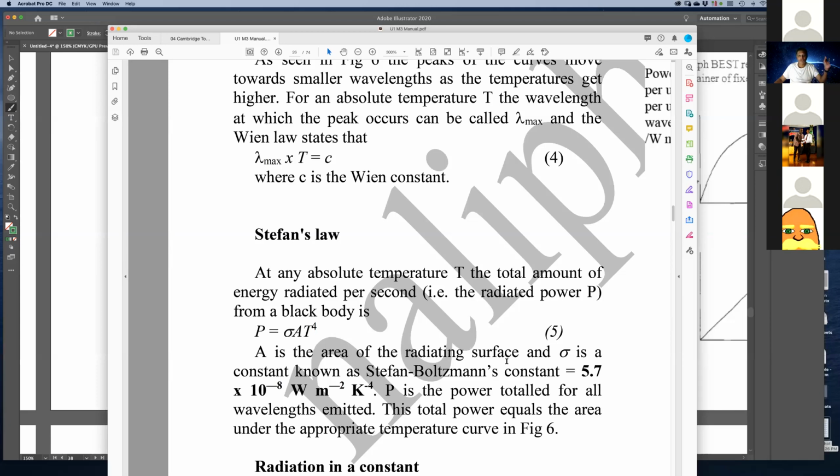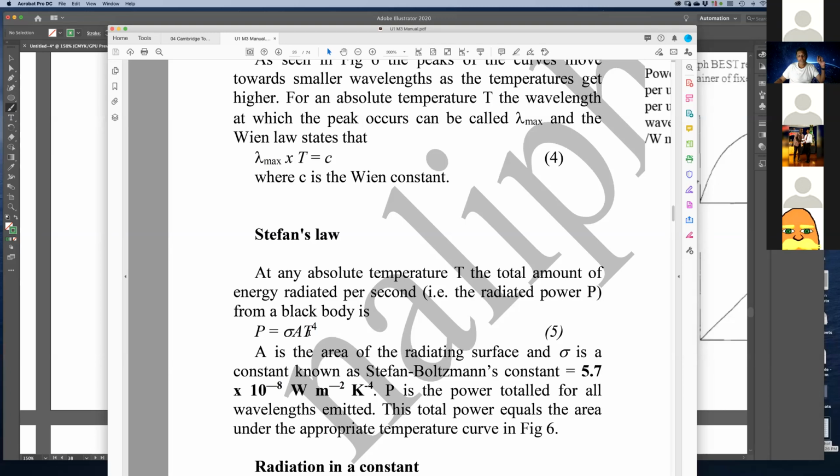sigma. Sigma is called Stefan's constant. It's 5.7 by 10 to the minus 8. A is the surface area of the object. So if it's a cube, you have to find the area of all of the faces, all 6 faces. And T to the 4, T is Kelvin temperature. So whatever temperatures we're dealing with, we have to convert them to Kelvin.